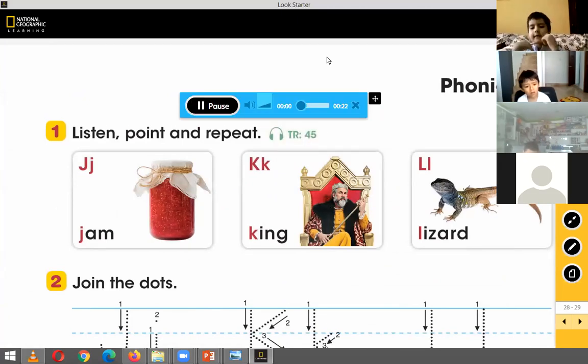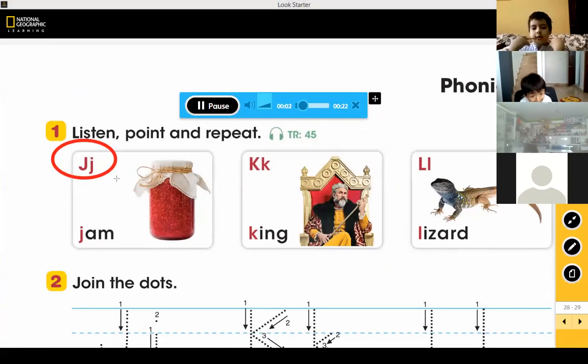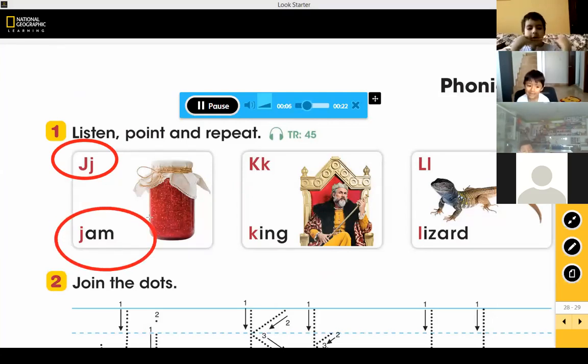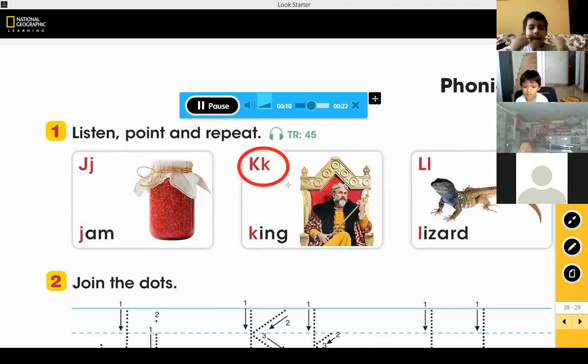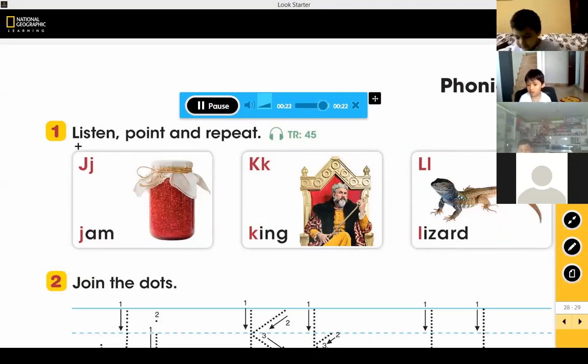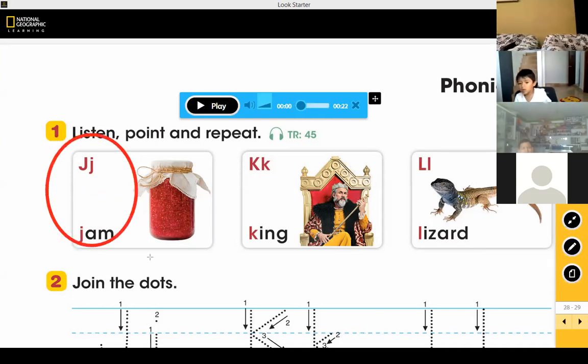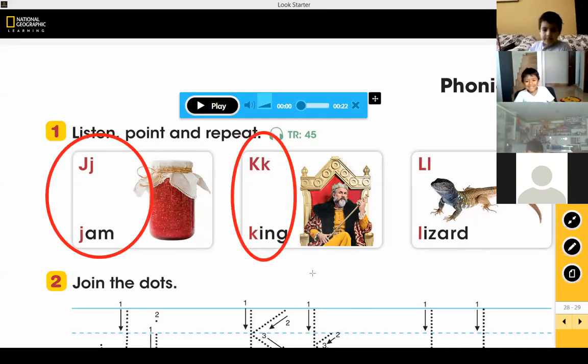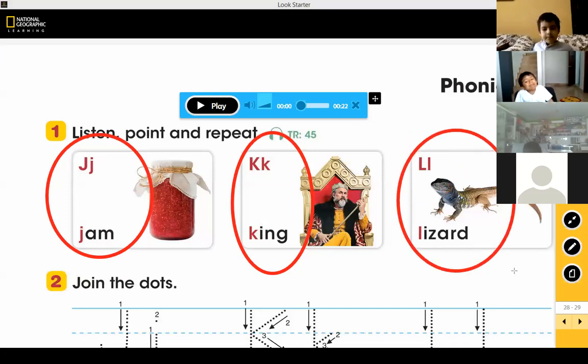Pay attention. J. J. J. Jam. Jam. K. K. King. King. L. L. La. La. Lizard. Lizard. Okay, we have new words here. J for jam, K for king, L for lizard.